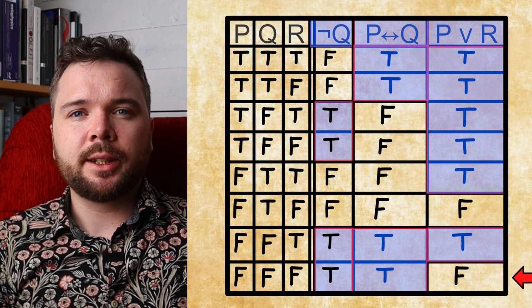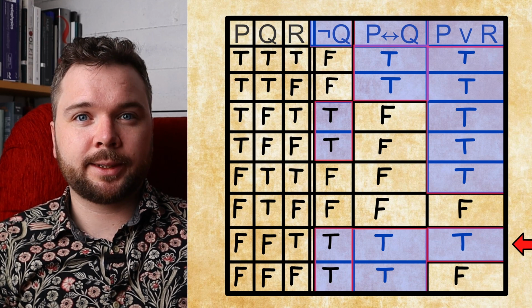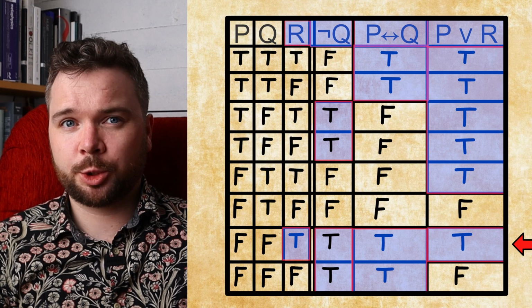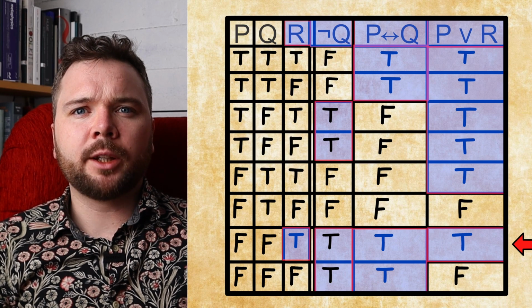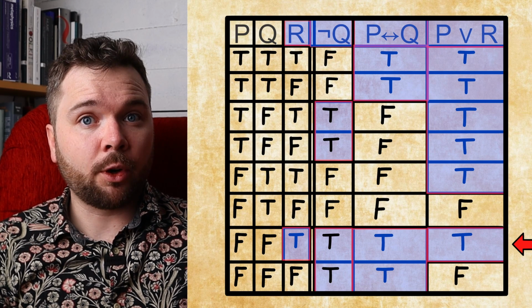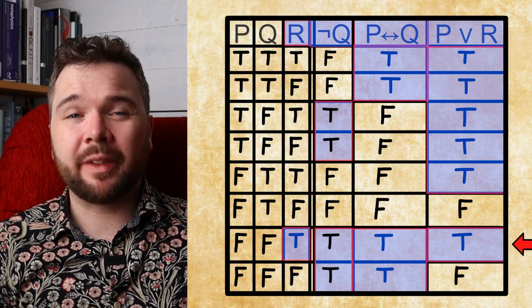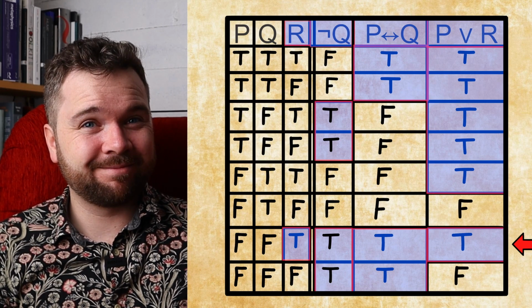And as you can see, here on this row, all the premises are true at the same time as the conclusion is true. And we cannot find a row where the premises are true and the conclusion is false at the same time. Sweet! Now we know that the argument is valid, right?